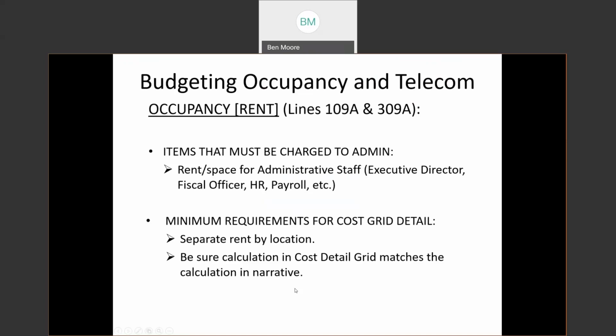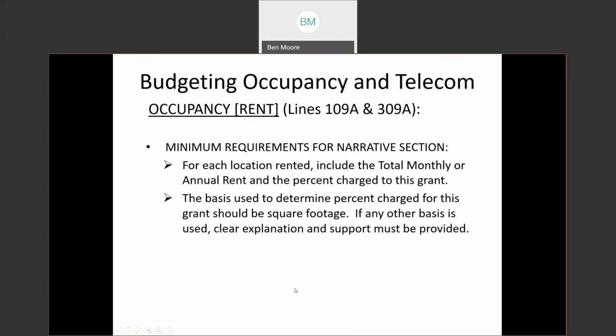As far as the minimum requirements for the narrative section, for each location rented, you need to include the total monthly or total annual rent and the percentage charged to this grant. The basis used to determine the percentage charged for this grant should be square footage. If any other basis is used, there must be a clear explanation, and support must be provided as to why you're using an alternate basis other than square footage.